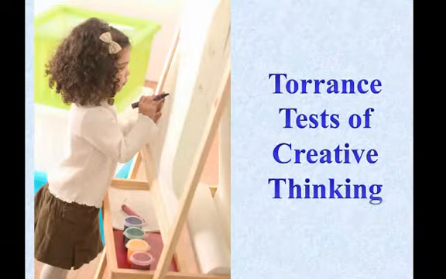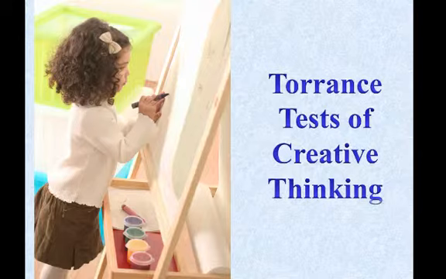A more formal instrument of the identification of creativity is the Torrance test of creative thinking. This test is scripted, timed, and has specific criteria available for writing each element. The following slides will give you some examples of what this might look like.